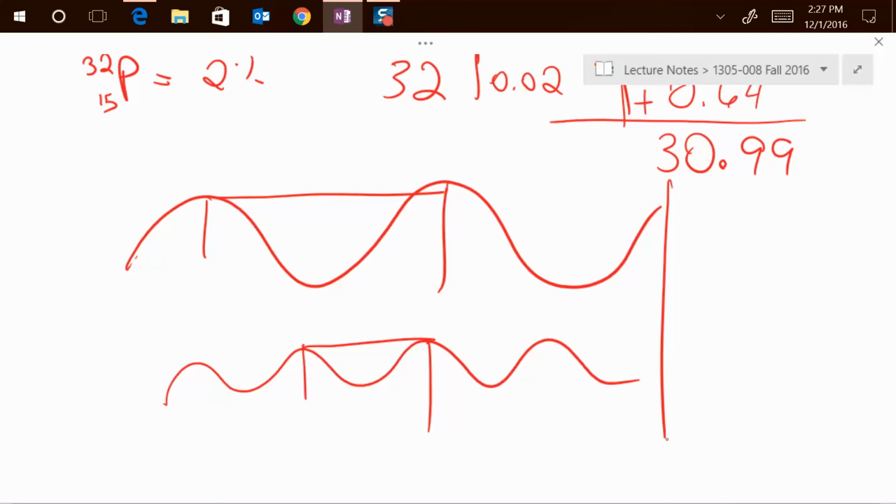Why do I call them a family? Why are these guys a family? The same number of valence electrons, right? They all have the same number of valence electrons. Therefore, they have similar chemical reactivities, so they are a family. So that's why.